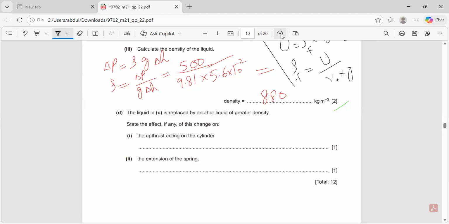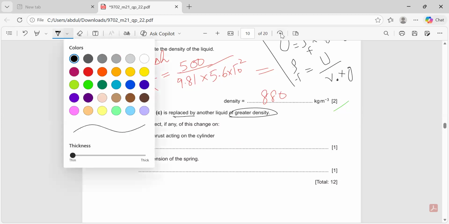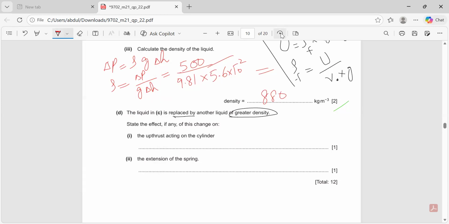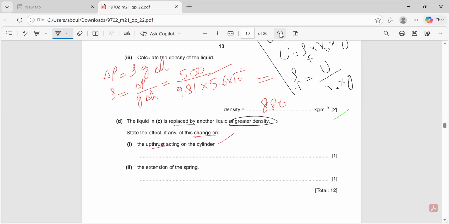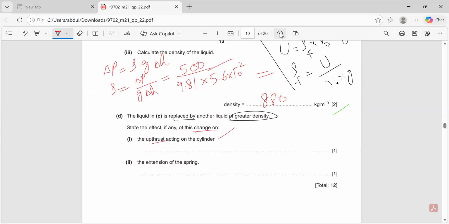Okay, the liquid in C is replaced by another liquid of greater density now. Maybe before it was water, now it is honey. Before it was water, now it is milk. Something like that. So state the effect, if any, of this change on the upthrust acting on the cylinder. Now, my dear friends, what do you think? What will happen to the upthrust if the density is more? I'm waiting for your response, and you should answer it in a very good way. Increase. Yeah, sorry, what did you say? Increase. Exactly, it will increase.